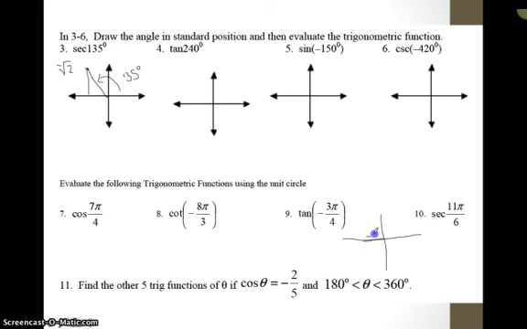This here is -2. I don't know what y is, but here this is 5. So I can use the Pythagorean theorem to find this missing side here. So I have -2 squared, 4, plus y squared is equal to 25. So I see that y is going to be equal to the square root of 21, and negative because I'm in quadrant 3. So then now I can create my 5 other trigonometric functions based on this triangle that I've created.